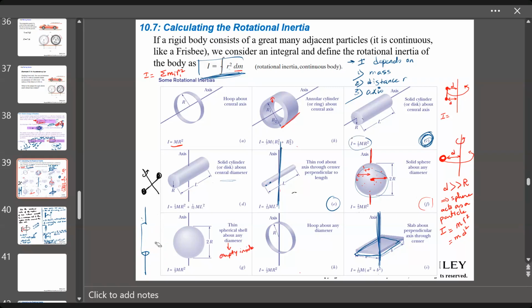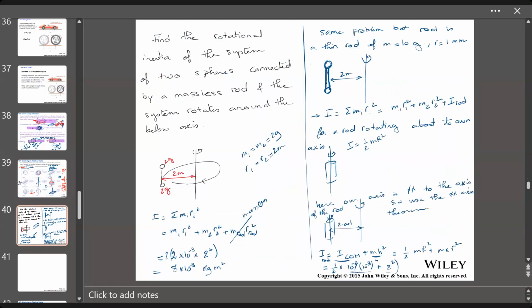Yeah, so that's what I did. I said the rotational inertia of the rod will be its rotational inertia when it's rotating about its own axis, which passes through the center of mass, plus mh squared. Remember, I only use the parallel axis theorem when the rotational inertia is compared to another axis that passes through the center of mass. So I cannot really compare to an axis that doesn't pass through the center of mass.